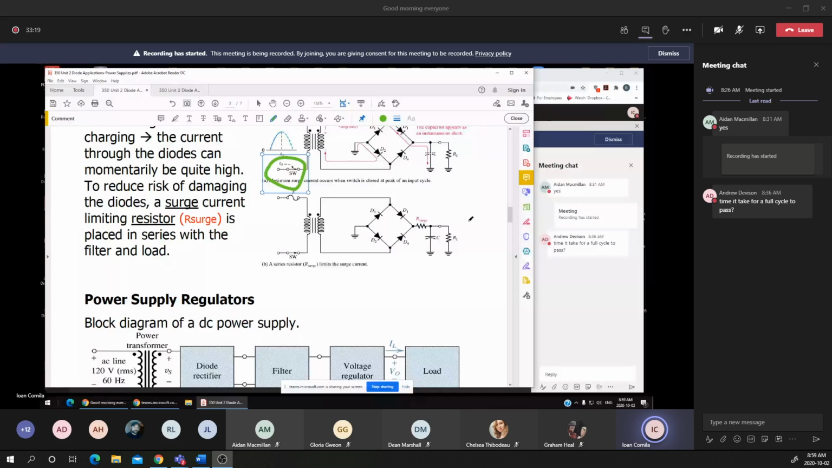That's why you may see a small resistance value connected in series with the capacitor. Again, the purpose of this surge resistance is to limit the current that flows through the diodes when the rectifier is connected to a voltage source for the first time.